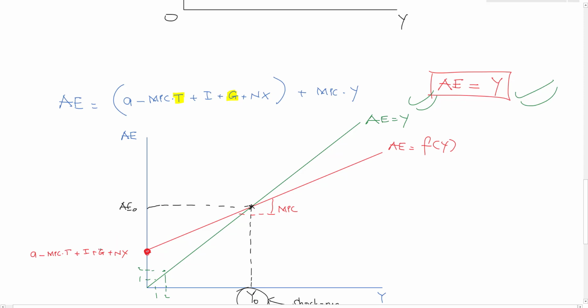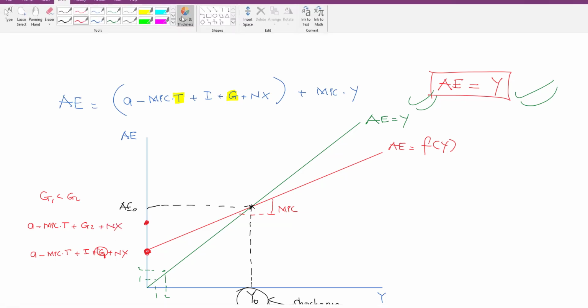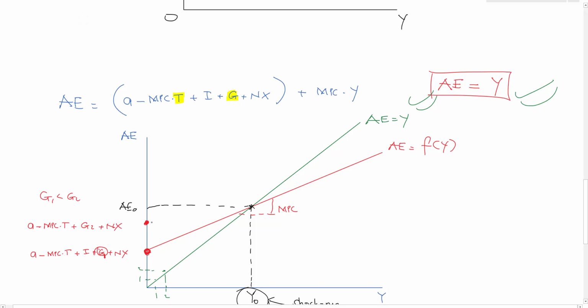So what we're going to do now is, you see, this is going to increase. So from G1, this is going to go to G2. And because G2 is higher, we said they increased it, the intercept is going to be on a higher point here. So now our intercept is going to be A minus MPC T plus G2, such that G1 is less than G2, plus NX. This is our new intercept. The slope hasn't changed one bit, so the two lines will be parallel. So it's just a shift. It's not pivoting or something like that.